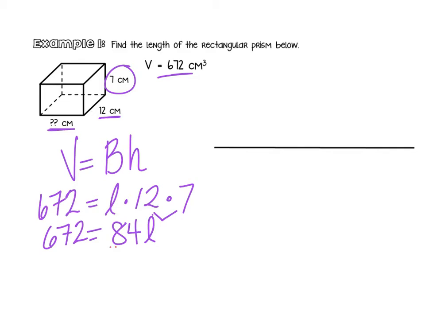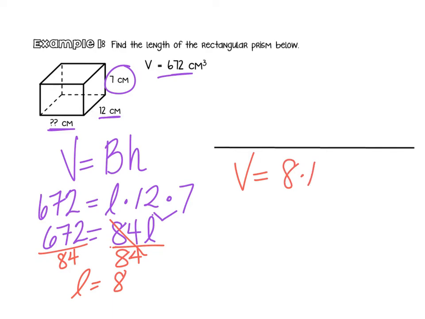To isolate L, or find the value of L, I'm going to do the inverse operation and divide by 84. Those will equal 1L. Then I'm going to divide by 84 over here to keep my equation balanced. When I do this calculation, I figure out that L equals 8. Again, if I want to check to see if I'm right, I can ask, does 8 times 12 times 7 get me to the volume that I knew?